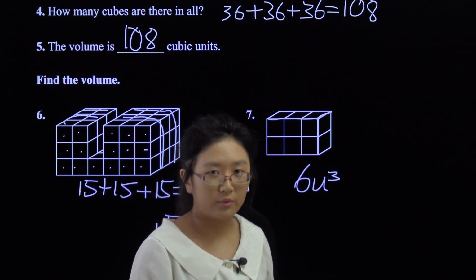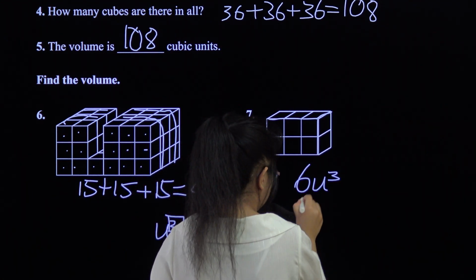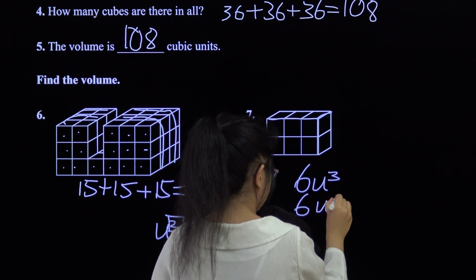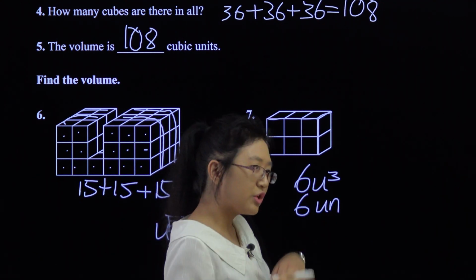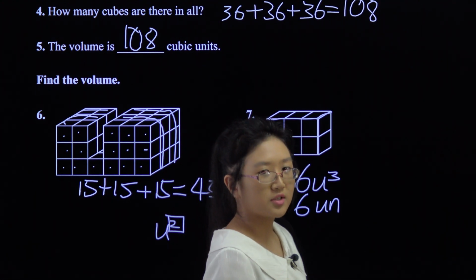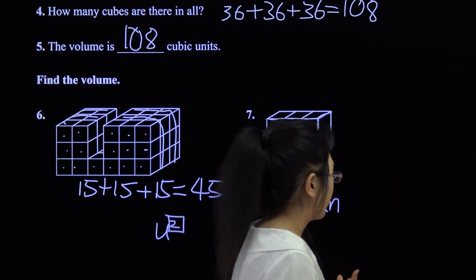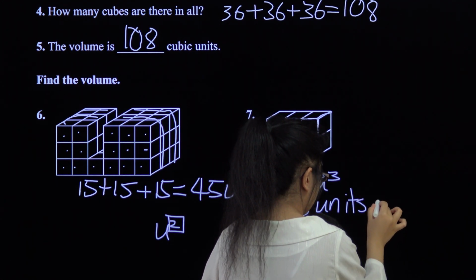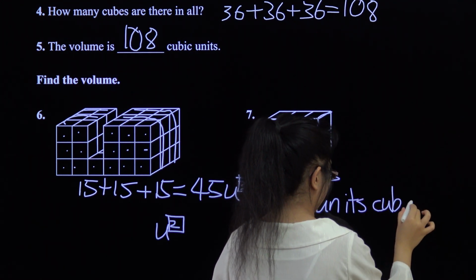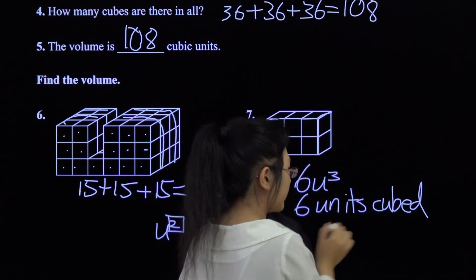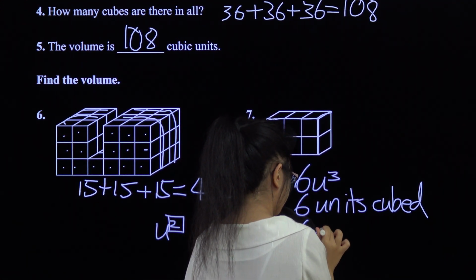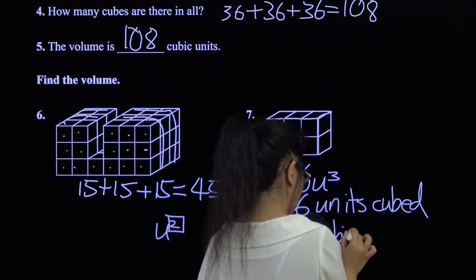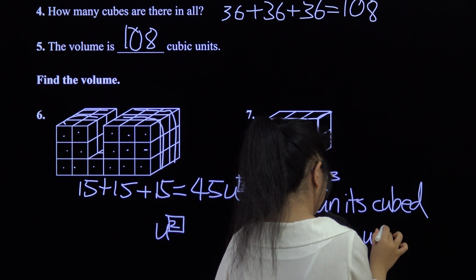6 units cubed. Of course, some teachers, again, they don't like it when you write it like this because they say that U isn't the official thing for units, apparently. They'll tell you to write out the entire thing. You can say units cubed, or you could say cubic units.